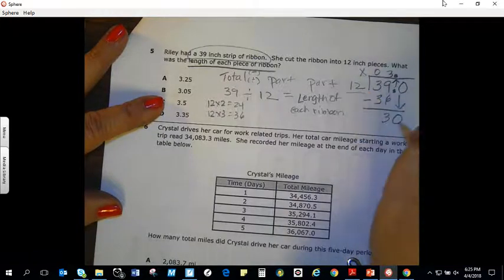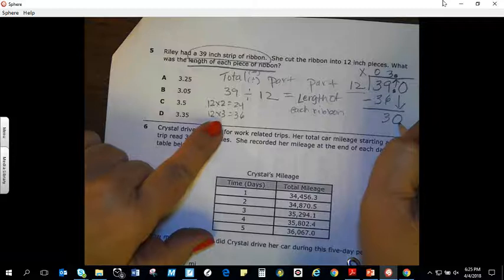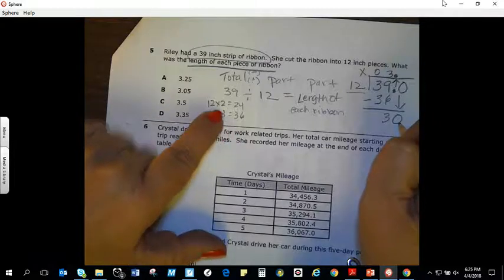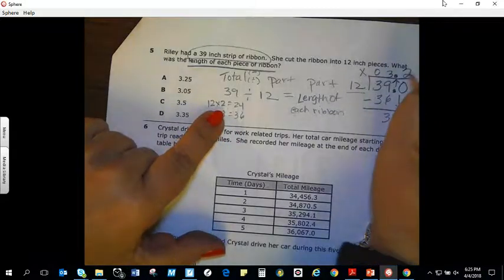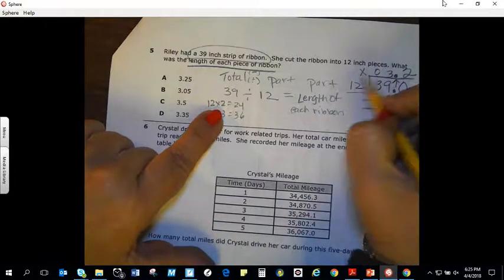12 can go into 30. Well, 12 times 3 is 36, so it's going to go in 2 groups, because that's closest to without going over. Okay, so 2 times 12 equals 24.